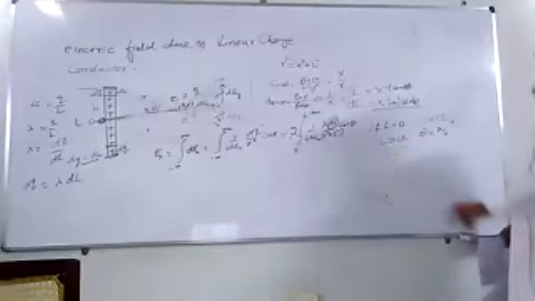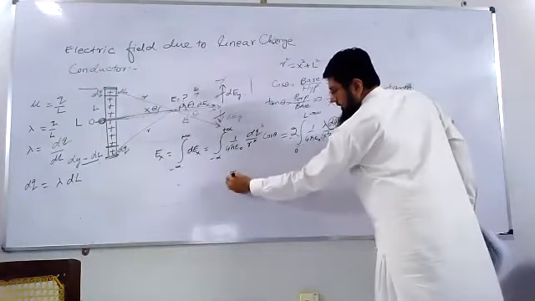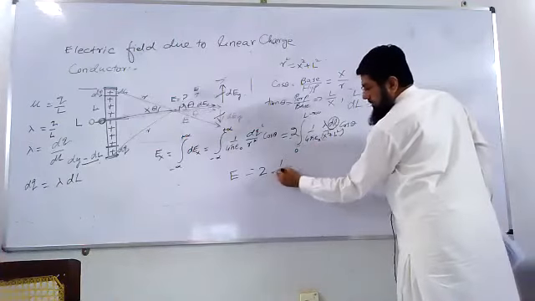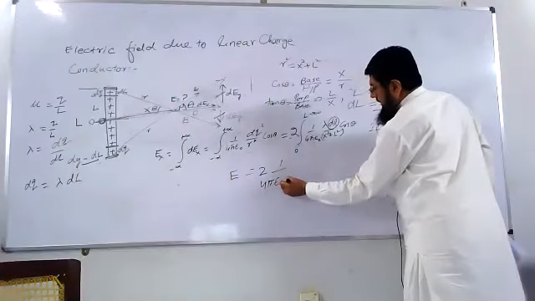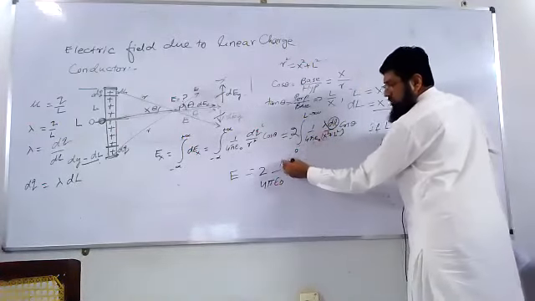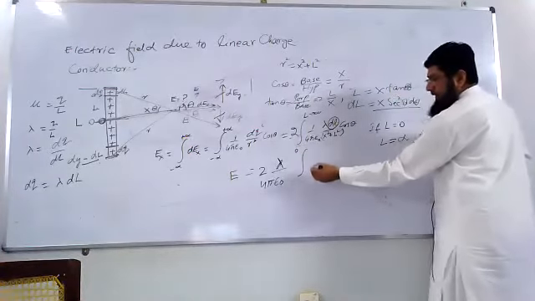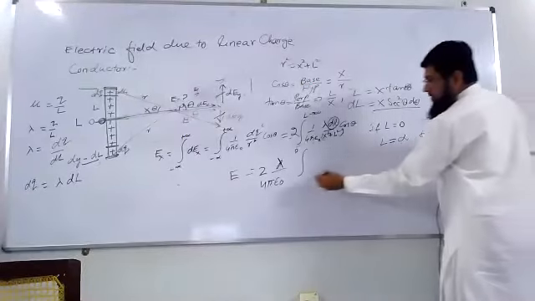So now this integration can be rewritten as E is equal to 2. This is constant, it can come out of the integral, 4 pi epsilon naught. This lambda is also constant. You can take it outside the integration as well. So now in the integration we have the lower limit 0, which is converted into theta is 0.